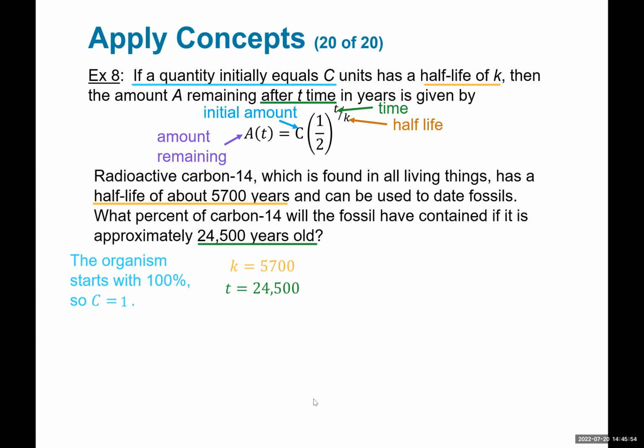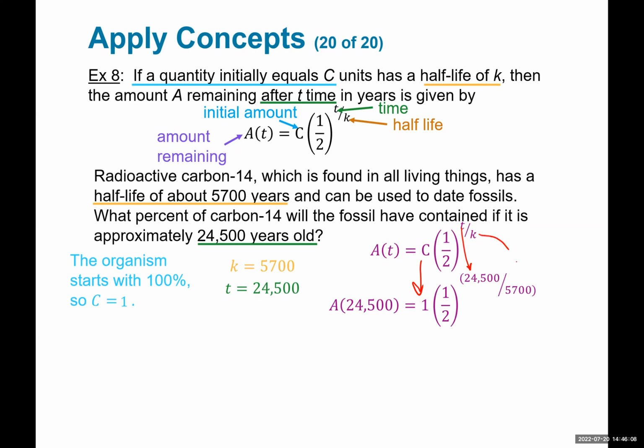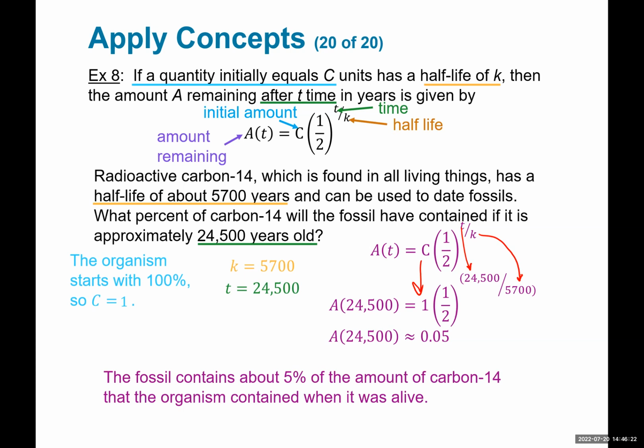This fossil is 24,500 years old, so that's T. We just substitute our values in: 1 for C, T is 24,500, K is 5,700 because K is your half-life. Then we substitute that in the calculator, and we find out it is about 0.05. So that's 5% amount of carbon left in that organism.